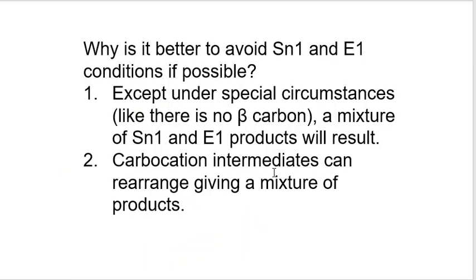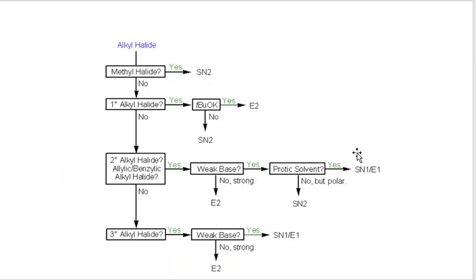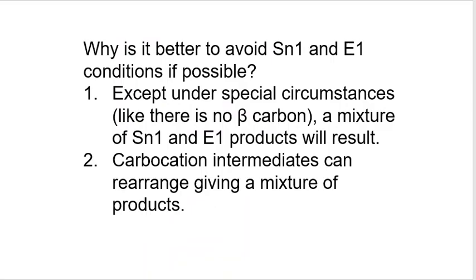I guess the final thing to note is that if at all possible, we like avoiding SN1 and E1 reactions. It's better to get E2 and SN2 because, as you can see, you can get E2 product, you can get SN2 product all by themselves and not mixed in with other products. So you can avoid mixtures, and you can also avoid rearrangements with the SN2 and the E2 mechanisms.